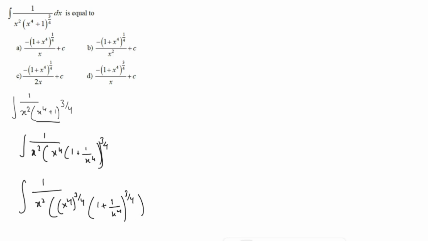Here the 4 cancels out, and the left out element is x cube. What is x cube into x square? It becomes x power 5. So it is 1 by x power 5 into 1 by 1 plus 1 by x power 4, the whole power 3 by 4, and the numerator dx.